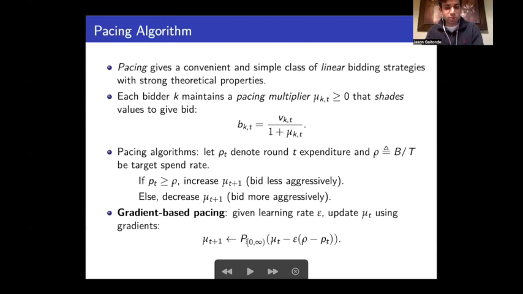And all we'll do is project it back onto the non-negative numbers to make sure that this pacing multiplier is indeed greater than or equal to 0. This is called gradient-based pacing because you can interpret this difference between the target spend rate and the current round expenditure as a sort of gradient for some Lagrangian function. And so this is exactly how we're going to do the updating of the multipliers.